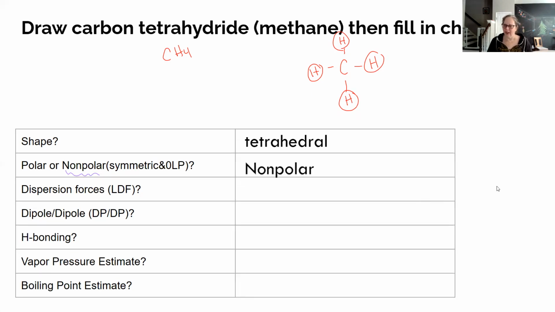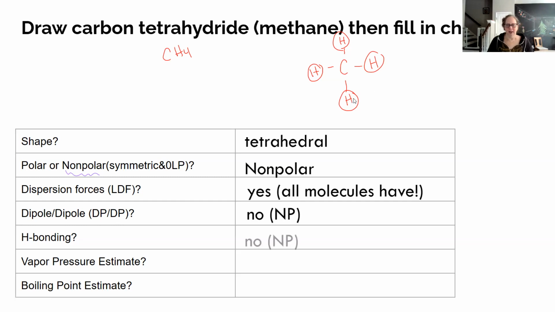Dispersion forces, does it have them? Yep, all molecules have dispersion. Dipole-dipole? It's not polar, so it has no dipole-dipole, no permanent poles. Okay, it actually has instantaneous poles, but it has no permanent poles. Hydrogen bonding, nope. I have hydrogen, but the hydrogen here is bonded to carbon. So it can't be hydrogen bonding because an HC is not part of FON. It's not fun.